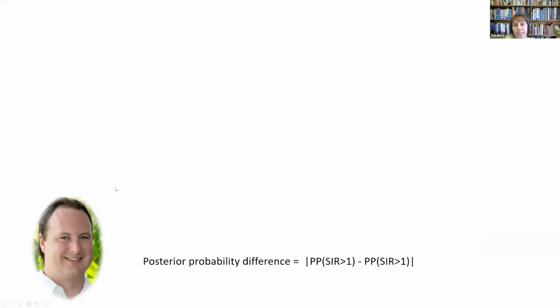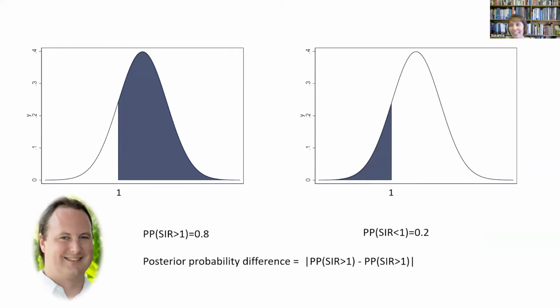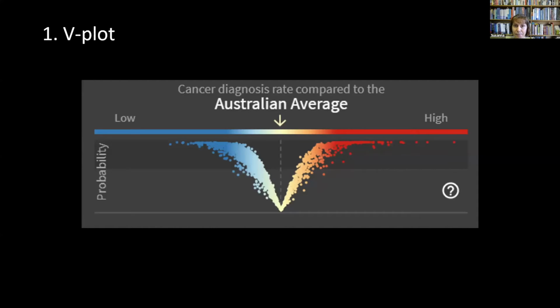So for our previous example, the posterior probability of being above 1 is 0.8. This also means that for this same area, the posterior probability of being below 1 is 0.2. So taking the absolute value of the difference, our posterior probability difference, or PPD, is 0.6, and we'd consider this area very likely to be above 1. And so we use these PPD values in 3 ways in the atlas.